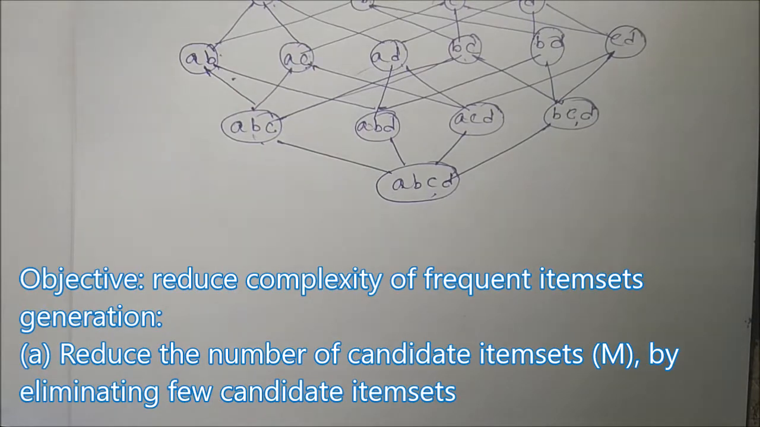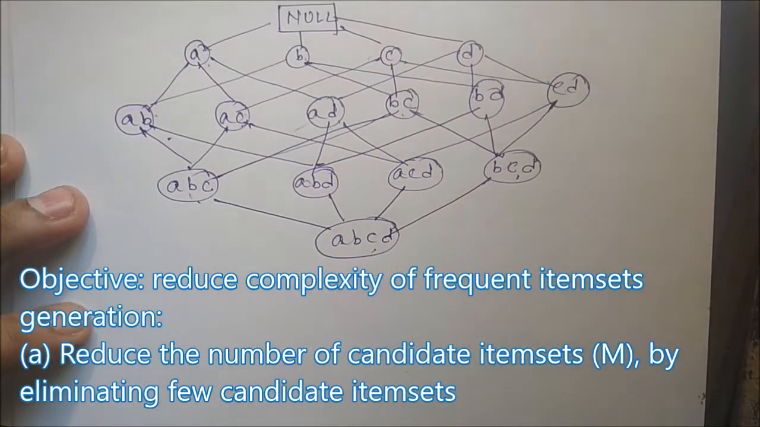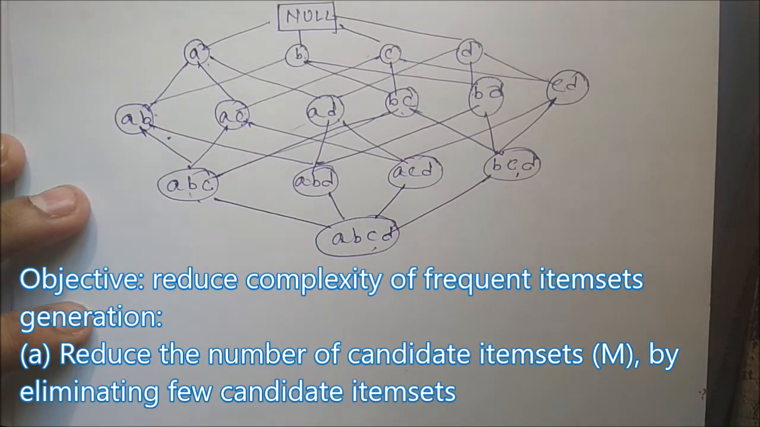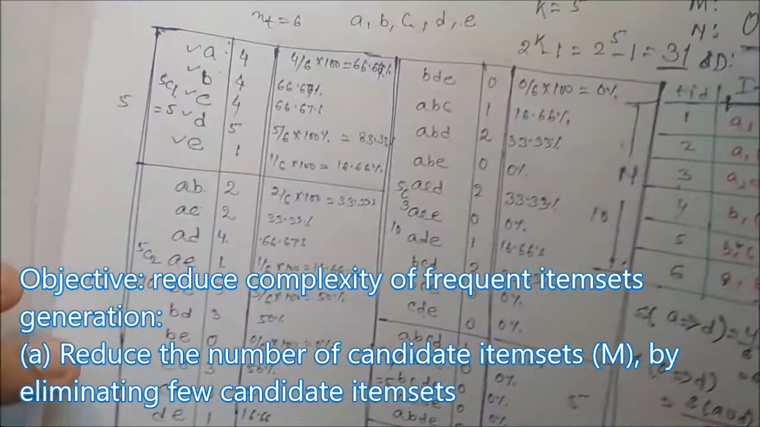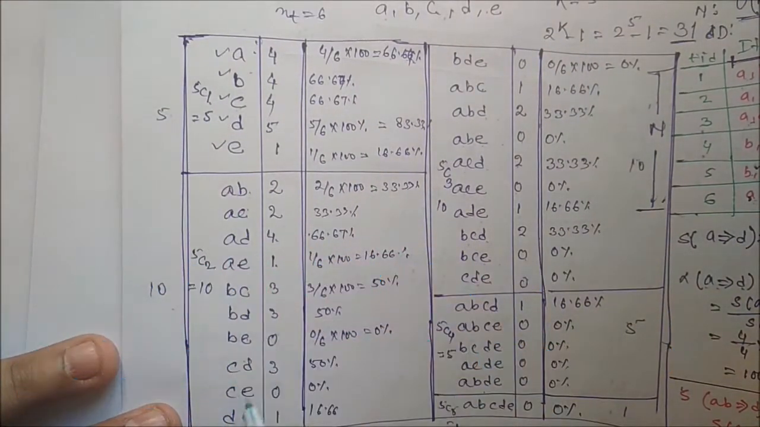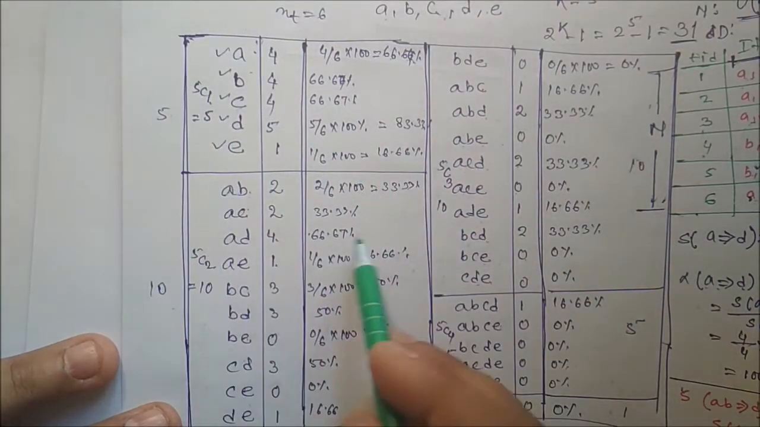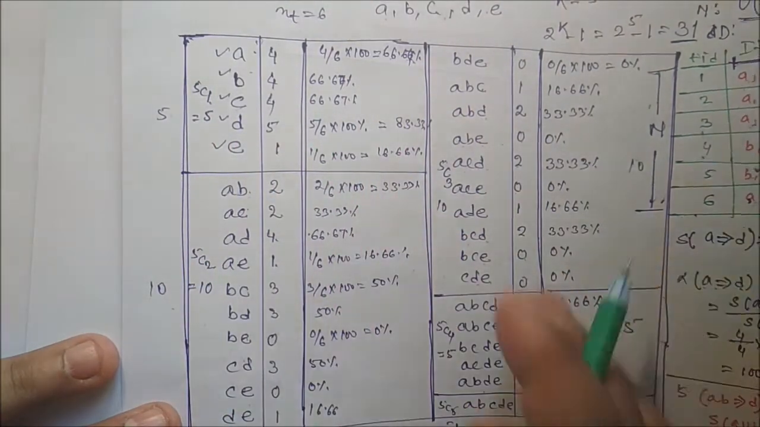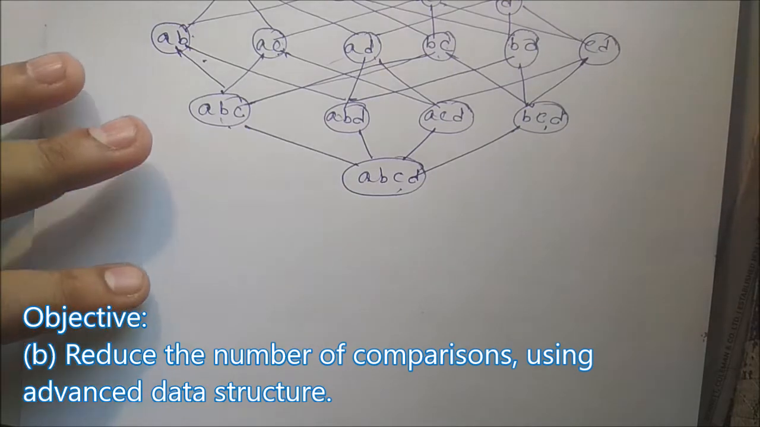Reduce the number of candidate item sets, okay. So reduce the number of candidate item sets by eliminating some candidate items. If these are the item sets, these are all the candidates. If you remove any one of them, that means you have to remove the candidate item set to reduce the table size. And the second is reduce the number of comparisons. In that case we have to apply advanced data structures.